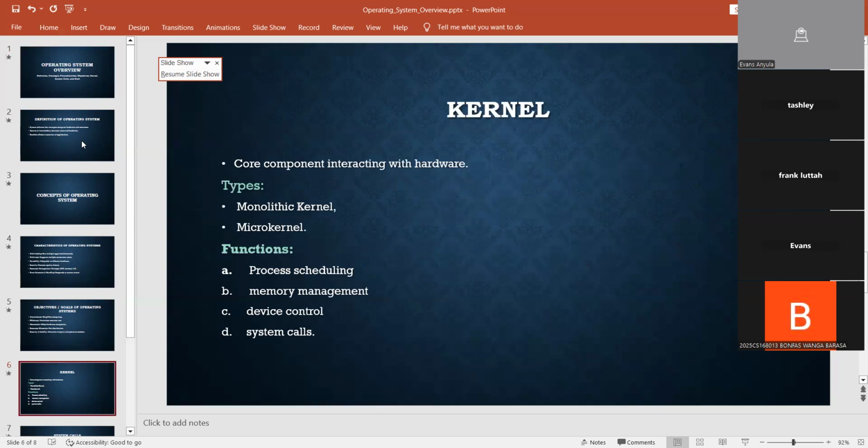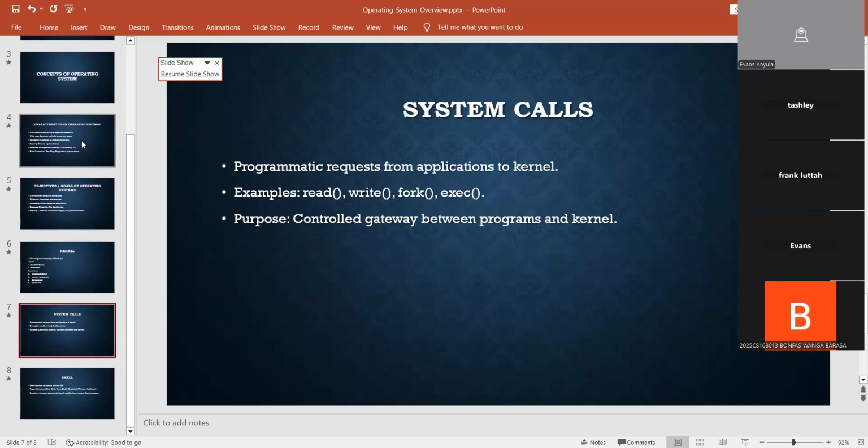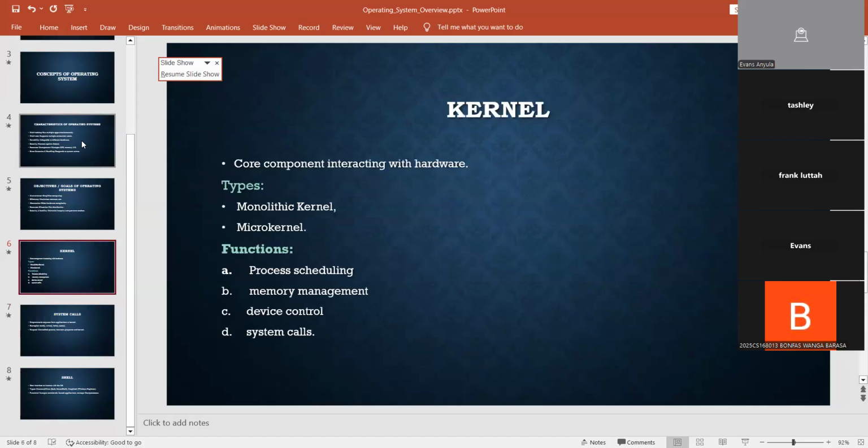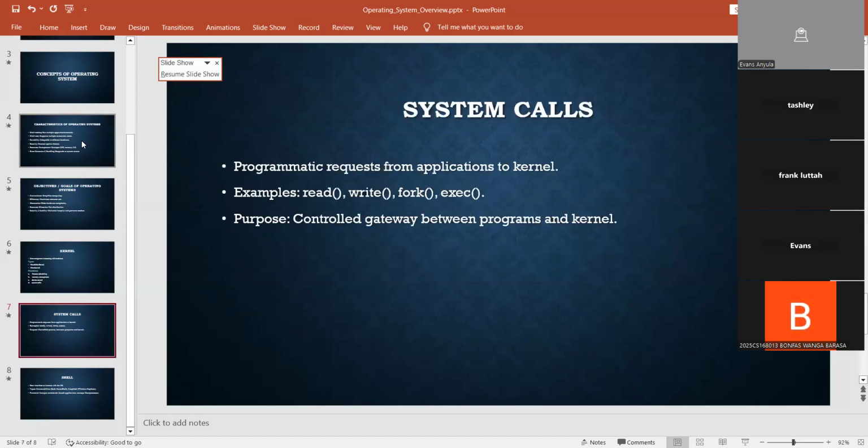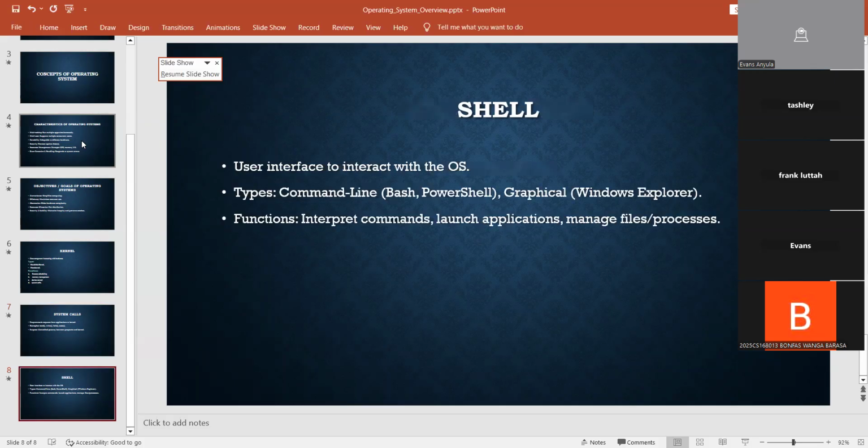We have checked on the kernel, which is the core component for interacting with the hardware. We have checked on the types of kernel and their functions. Also, we have checked on the system call, which we say requests information during processing and execution. We have finished with the shell. A shell interacts with the OS, and its function is to interpret the command, launch applications, and manage file processing. That is the end of our class today.